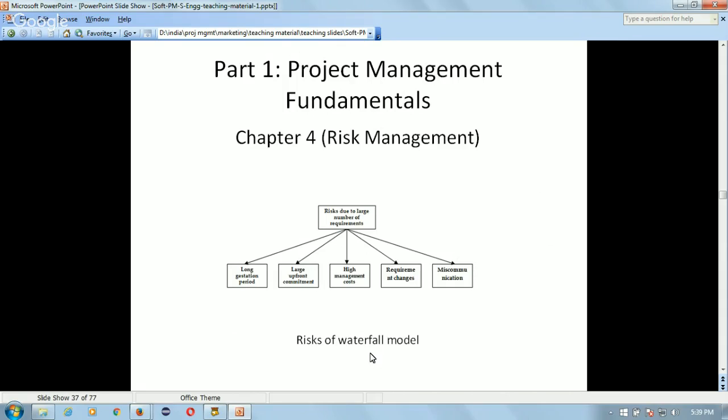Miscommunication. Miscommunication happens because there is a large project team working on the project. So definitely the chance of miscommunication happening is large.